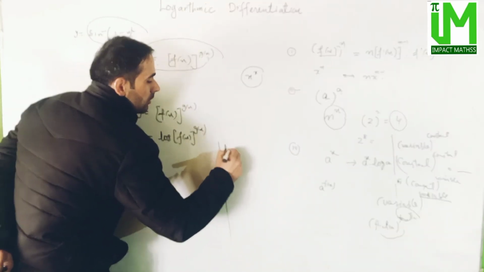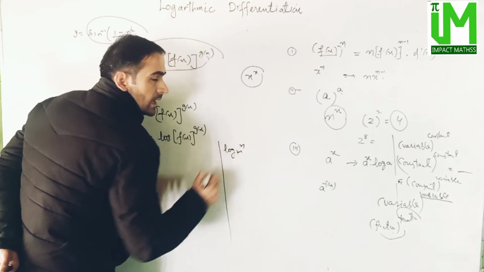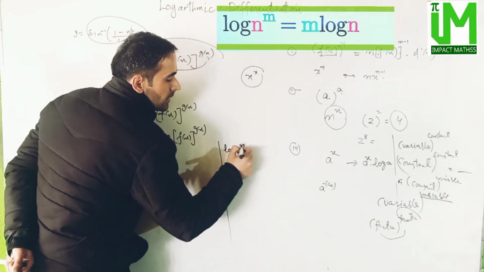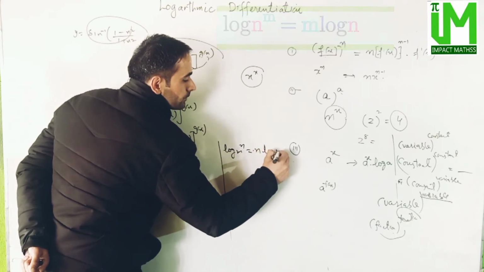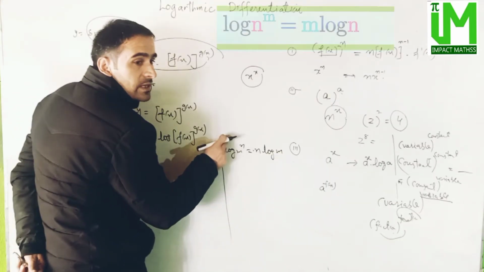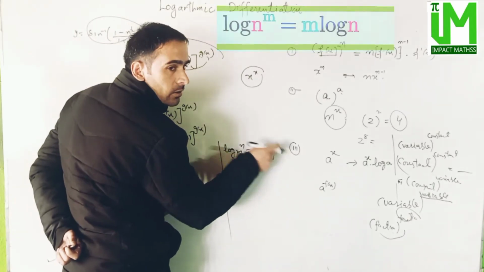So we have log of m raised to power n. Log of m raised to power n is equal to n log m.